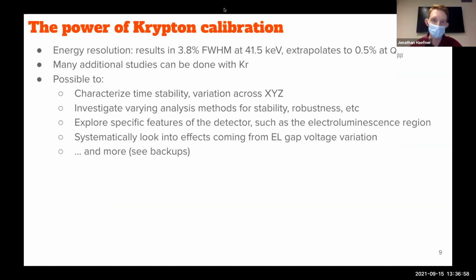We get 3.8% full width half max energy resolution at 41.5 keV, and many additional studies can be done with krypton as well. We can characterize time stability variations, different analysis methods, as well as specific features of the detector, such as the electroluminescence region, which will be described in what follows. We can look into effects coming from the gap voltage variation. There's really many, many things that can be done. There's more in the backups.